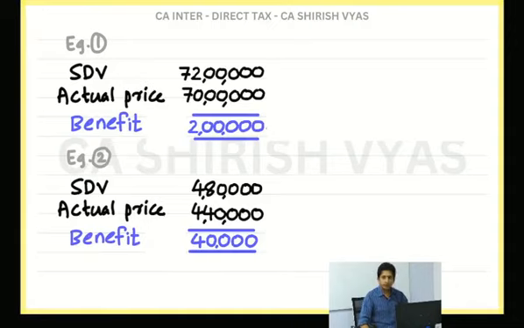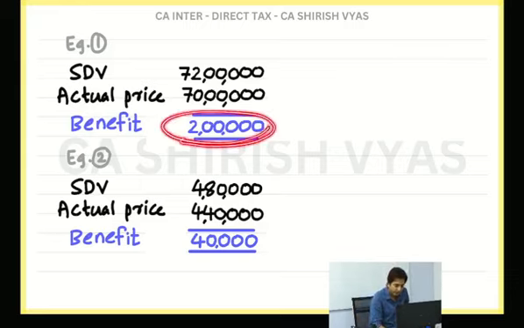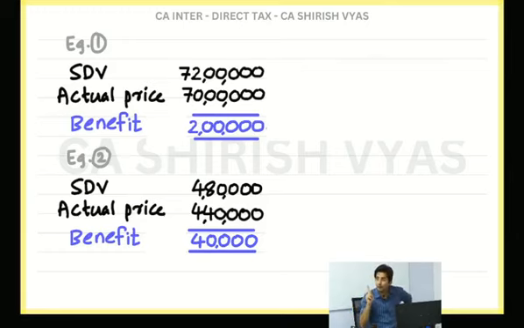In example 1, assume immovable property has a stamp duty value of 72 lakhs. And I paid 70 lakhs. 2 lakh. Tell me why I am calling this a benefit. It is a benefit only. Whenever you buy something at a low price, how happy you feel. Now if this benefit is small, exempt. If it is big, taxable. But for that the benchmark is that formula. You know what students goof up here? They take 10% of the stamp duty value.